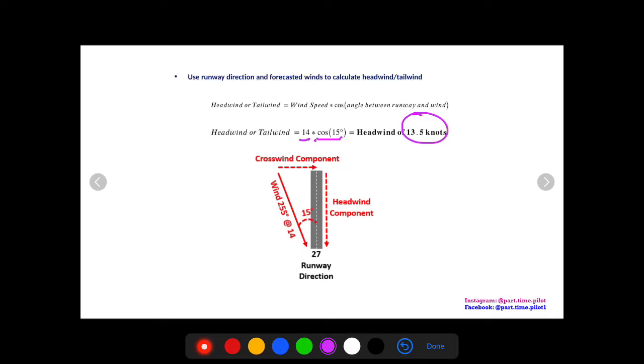Now, I like to draw it out so that I know, okay, we're looking for a headwind because it's 255 at 14. It's 15 degrees from our 27.